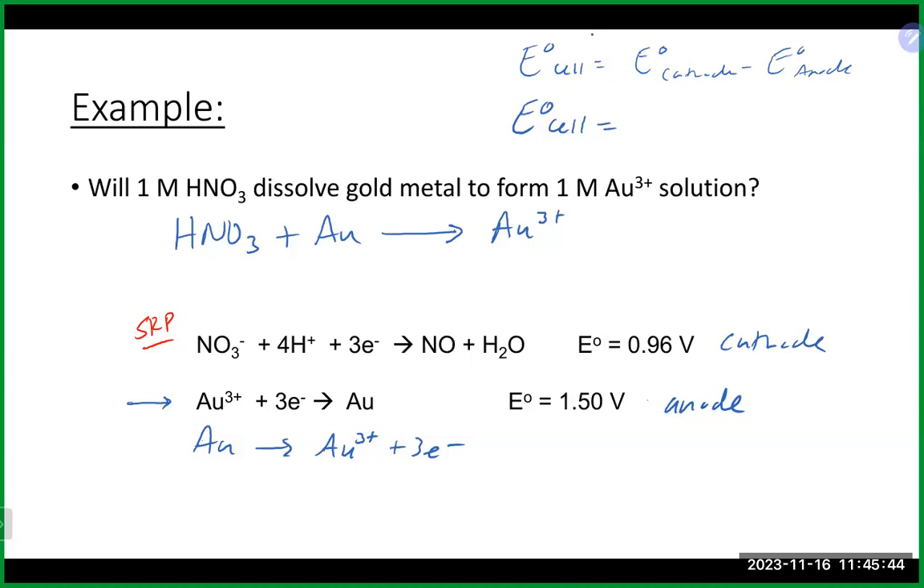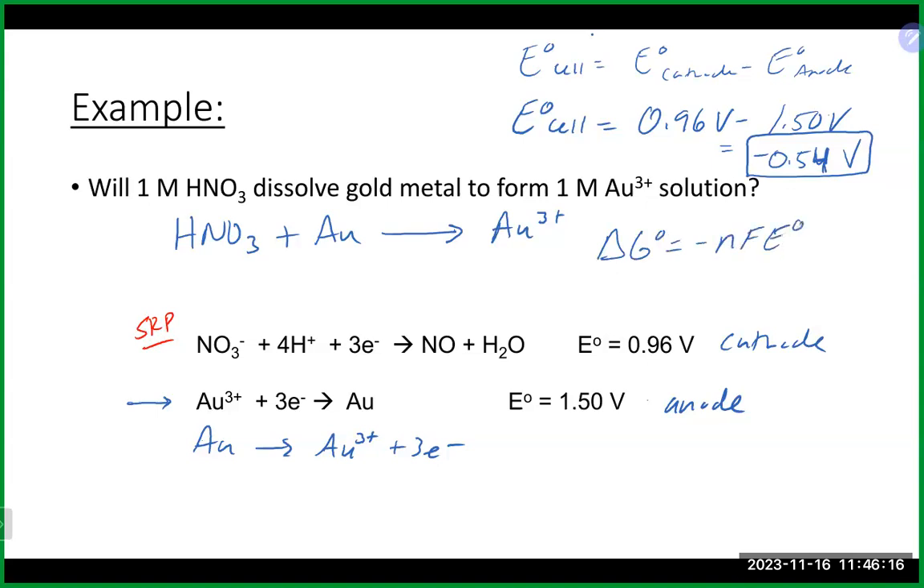And I'm going to take my correct cathode there, 0.96 volts minus my 1.5 volts. I, again, am not changing the signs because I'm subtracting. And if you did change the signs, you would obviously add instead. So if I do that, that's going to give me a negative 0.544 volts. There we go.